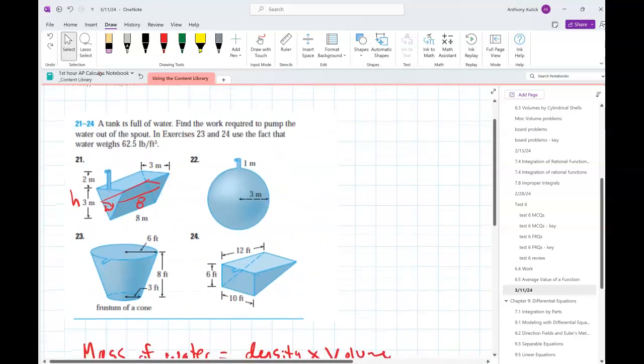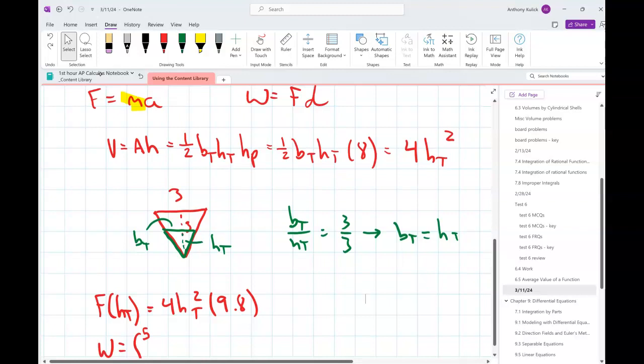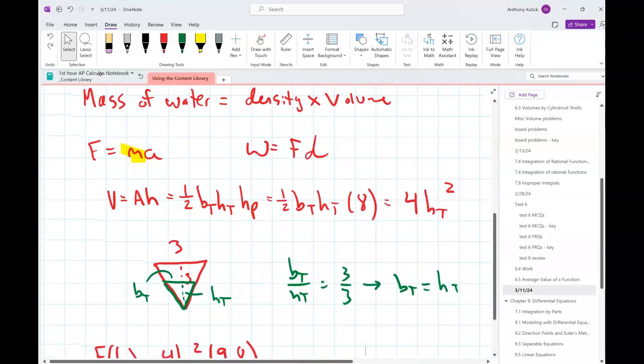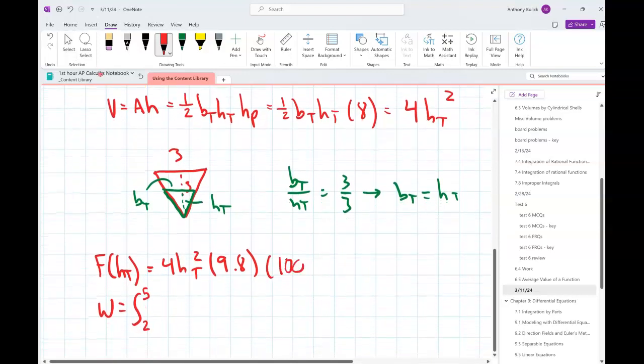Jacob, what's up? So when you do the force equation, how come for the mass you don't use volume? Oh yeah, I forgot to do the density there, right? Yep. Sorry about that. Yeah, put that 1,000 in there too. Yep, thank you.